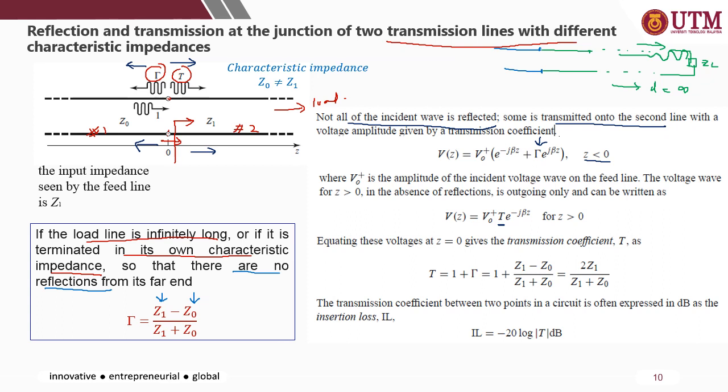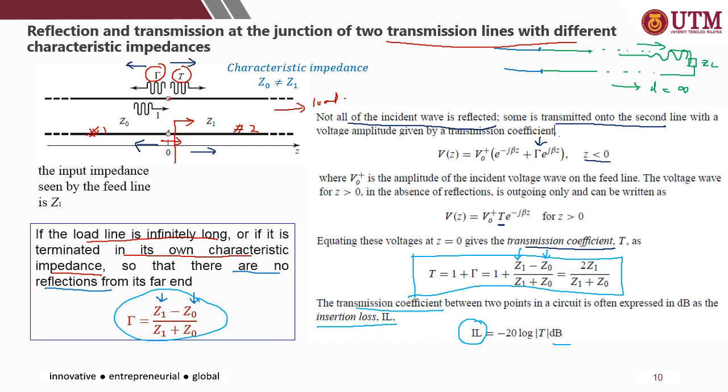The T is known as the transmission coefficient, which can be calculated by 1 plus the reflection coefficient. In this case, the reflection coefficient for two transmission lines connected together can be calculated by the second transmission line characteristic impedance minus the first, divided by the sum of them. In dB, the transmission coefficient between two points in a circuit is known as insertion loss, IL. So insertion loss is the measure of transmission coefficient between two points in a circuit. It is negative 20 log of the transmission coefficient, and it is in dB.